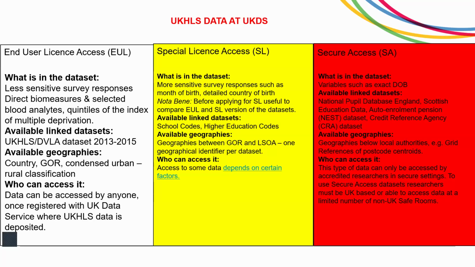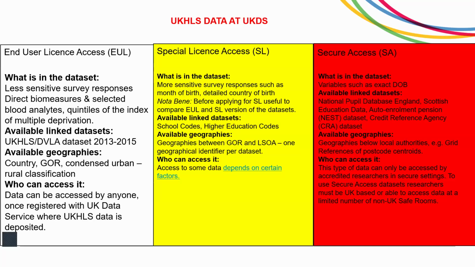Regarding the lowest level of access, end user license access, regarding the available linked data sets, in that access you can currently access DVLA data. And regarding linked geographies, about which I'm going to talk in a couple of minutes, you have countries, government office region, and condensed urban-rural classification. All other data sets are part of special license access and secure access.